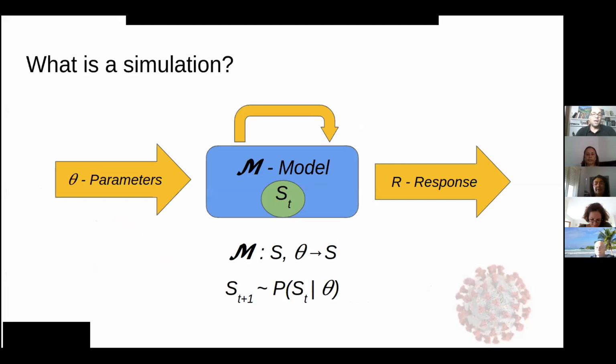So this model is a function that makes the transition between the current state of the system and the next state of the system. It's kind of a probability density that associates the current state, given the set of parameters, to the evolution of this state in time, to the next state.